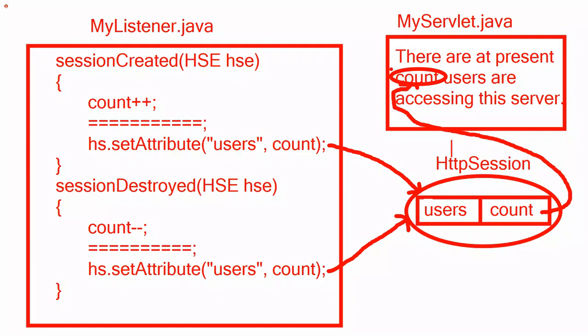Here hs dot get attribute users. hs dot get attribute. Write this one. This is our task.